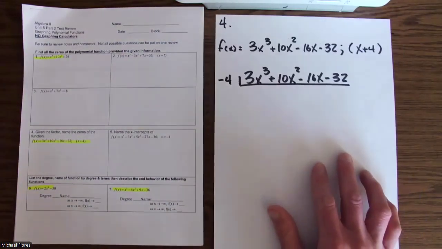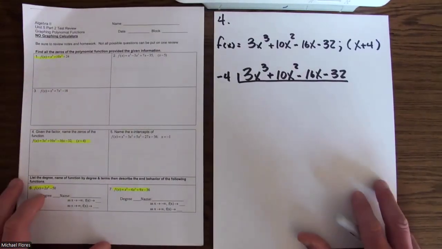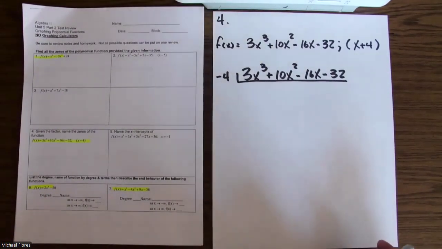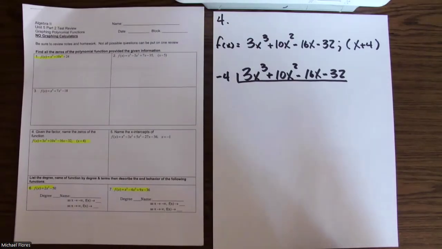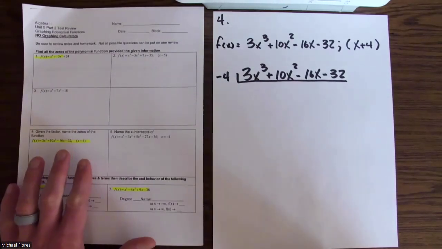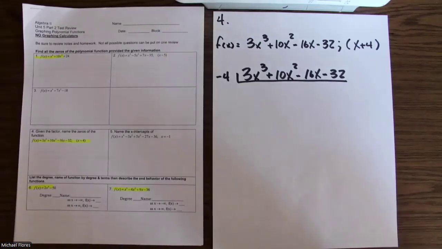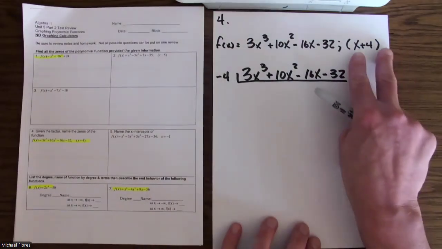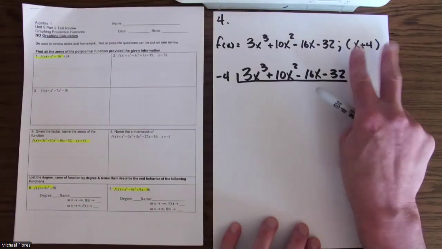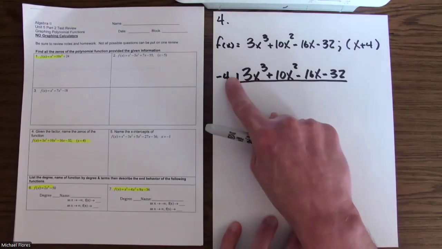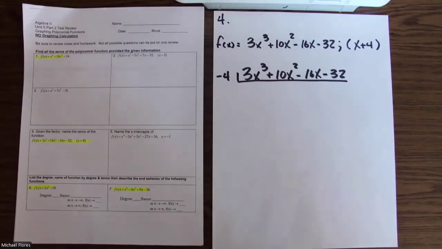Okay, we're now going to skip to example 4. Looking at example 4, given the factor, name the zeros of the function. If they present you a problem that looks like example 4, they're trying to give you a hint. They want you to use synthetic division or long polynomial division, but synthetic is faster. Whatever the factor is that they give you, set it equal to 0, solve for x, and that's what you want to use to divide this problem by.